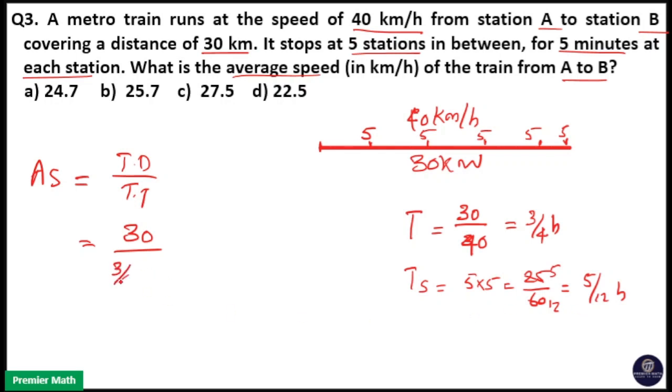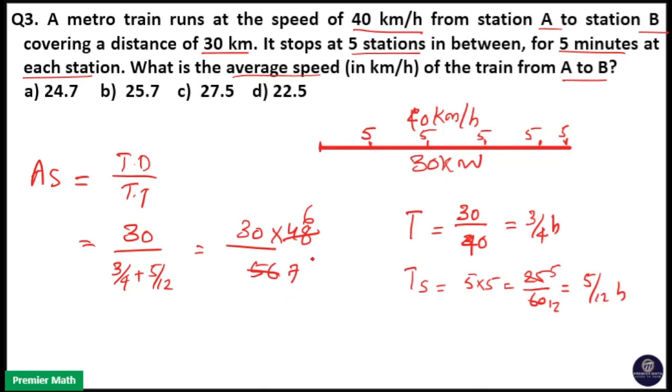3 by 4 plus 5 by 12. That is equal to 30 divided by 3 into 12, 36, 5 into 4, 20. That is 56 divided by 48. So 30 into 48 divided by 56. 8 7s are 56, 8 6s are 48.